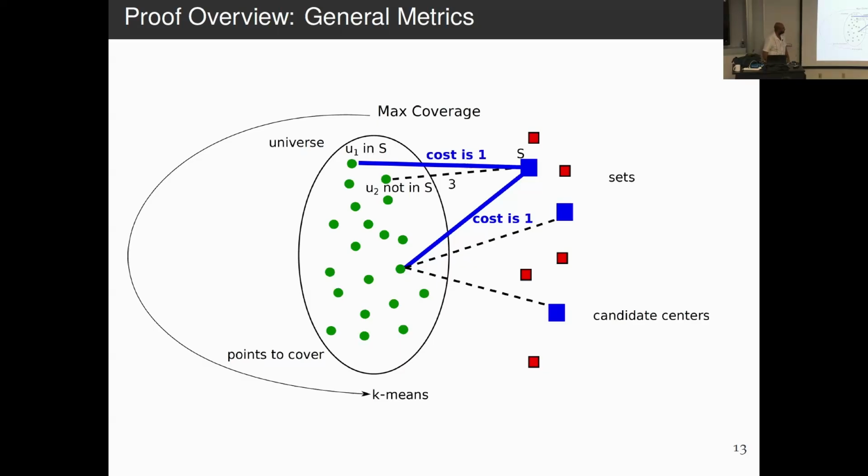So in the yes case, we are done. In the no case, pick any k centers. This corresponds to k sets. That covers 1 minus 1 over E fraction at distance 1. And for the remaining 1 over E, you are at distance 3 from the k centers. But since we are talking of distance squared, it's 9. So it's 1 minus 1 over E plus 9 over E, which gives you 1 plus 8 over E. So that's how that number comes up.